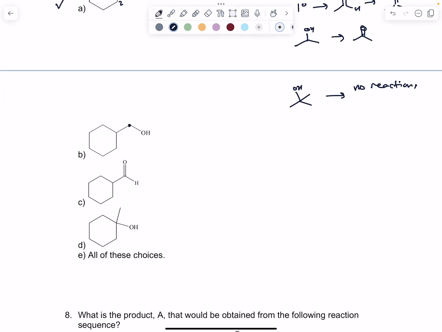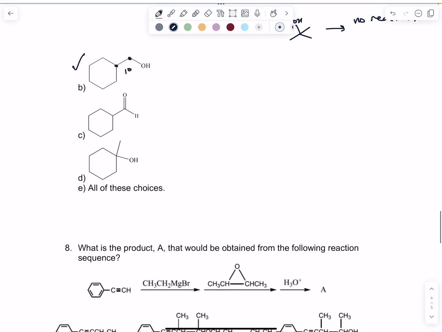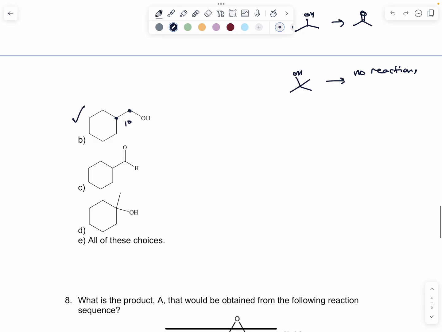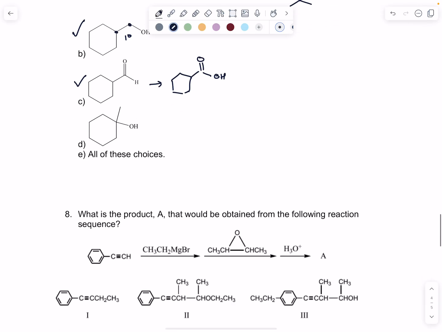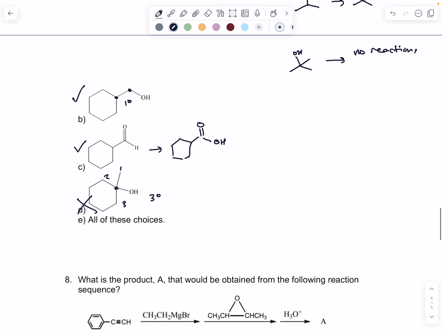This alcohol, we look at the point of attachment. So this is a primary, so that would work. This is an aldehyde, and aldehydes get further oxidized by Jones reagent to carboxylic acid. I almost got the wrong answer, that caught me off guard. That can also be oxidized by Jones reagent, so this would have a color change. And then last but not least, this has 1, 2, 3. So this is a tertiary, so this would not be oxidized by Jones reagent.